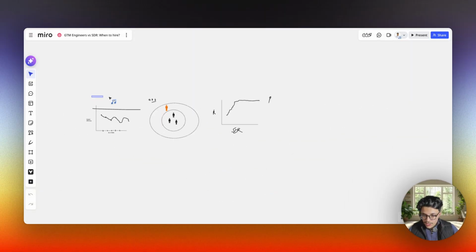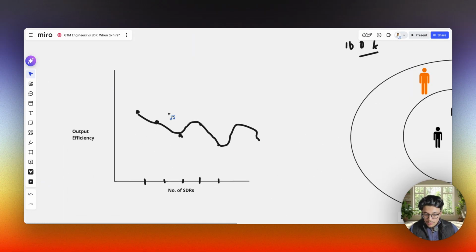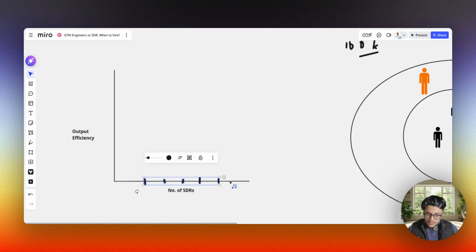So I have this diagram over here. Let me explain everything in a second. So let's say we have these things. On the bottom, we have the number of SDRs in your team, and on the left side is the output efficiency.